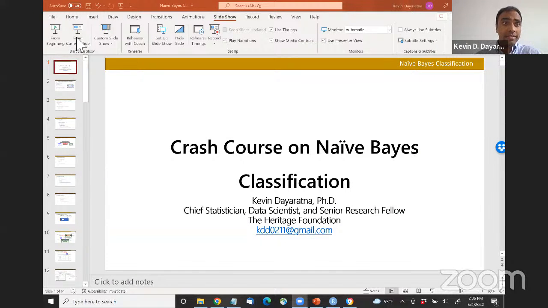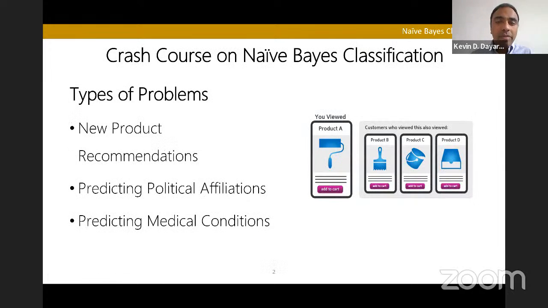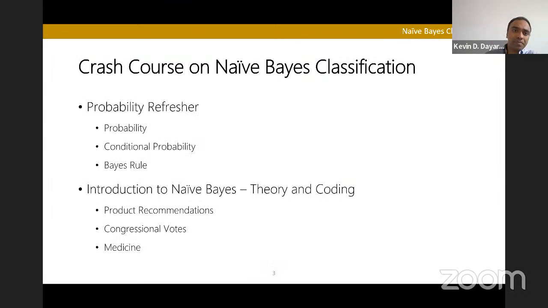A crash course on naive Bayes classification. There are various types of problems that we might be interested in as statisticians and data scientists, namely making new product recommendations, predicting political affiliations, predicting medical conditions, among many others. In the realm of predictive modeling, these are a variety of questions, as well as many more, that can be answered using the techniques that we're going to talk about today. And we're going to get to specific examples of these things later on in today's webinar.